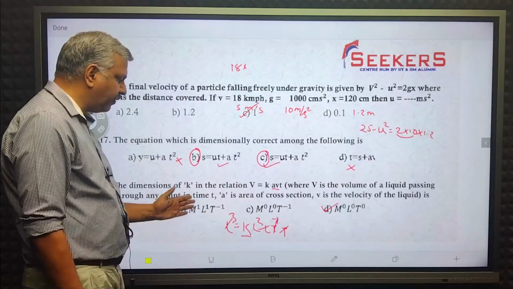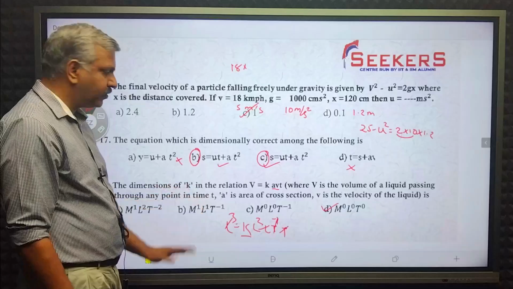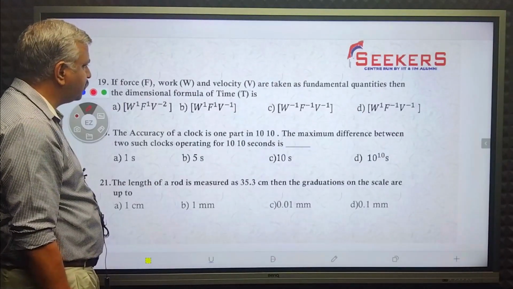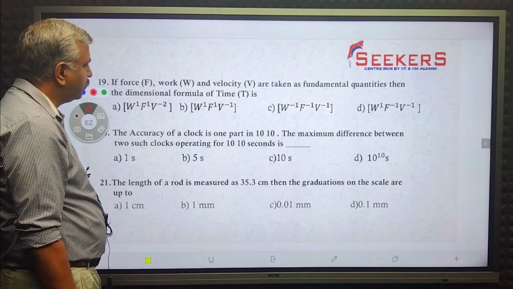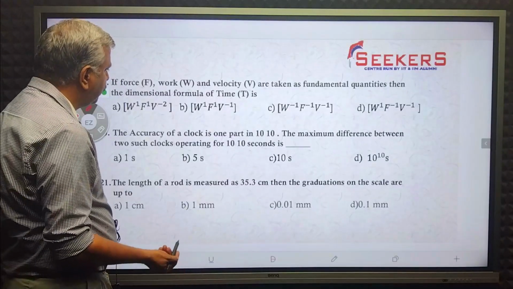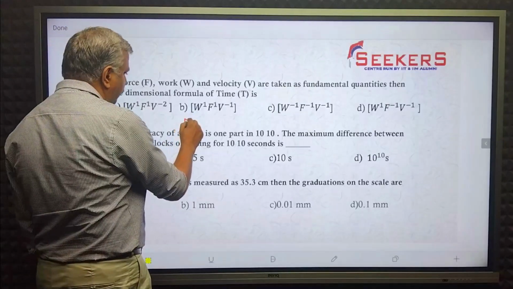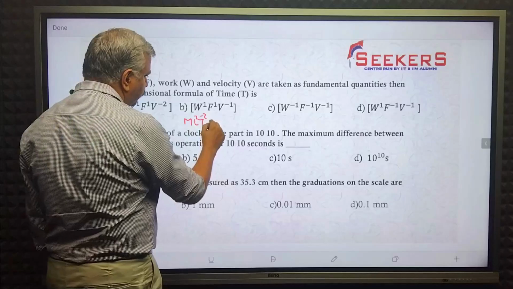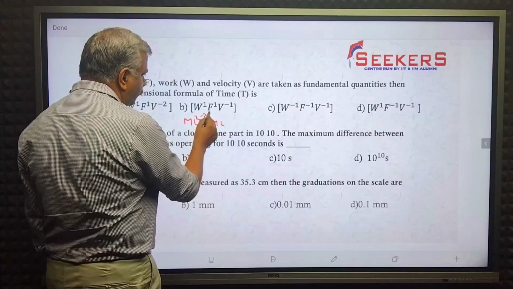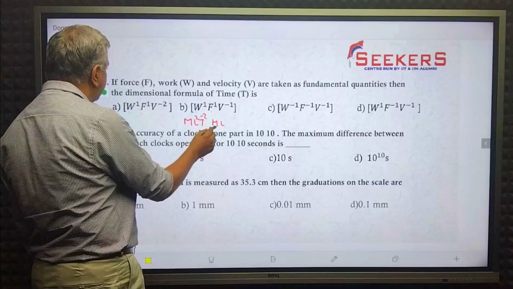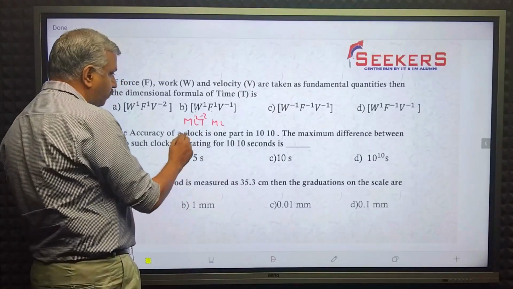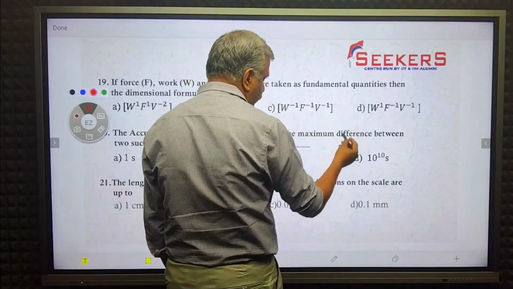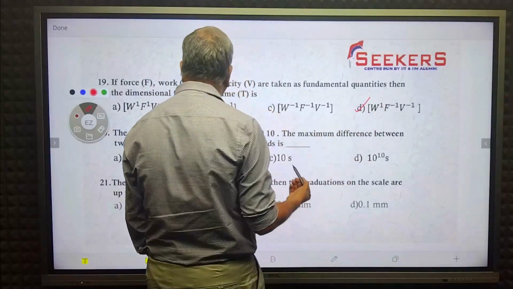Any formula that you have, the dimensions on the left side must be equal to the dimensions on the right side. If force F, work and velocity are taken as fundamental quantities, then what is the dimensional formula of time? Let me start with work, which is M L squared t power minus 2. Force is M L t power minus 2. Obviously force and work will not have the same units because mass has to be there, so they will have opposite units, that is inverse units. So D seems to be working out. Let me apply and then check.